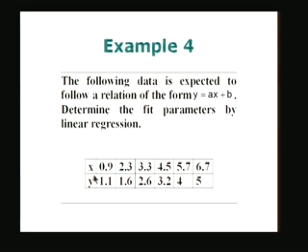The x and y values are given in tabular form. The first row gives the x values 0.9, 2.3, 3.3, 4.5, 5.7 and 6.7, and the second row gives the y values 1.1, 1.6, 2.6, 3.2, 4 and 5. We can immediately see that x is increasing, y is also increasing. Therefore, we expect the covariance to be positive. That means the slope is going to be positive. Y equal to ax plus b, a is a positive quantity.